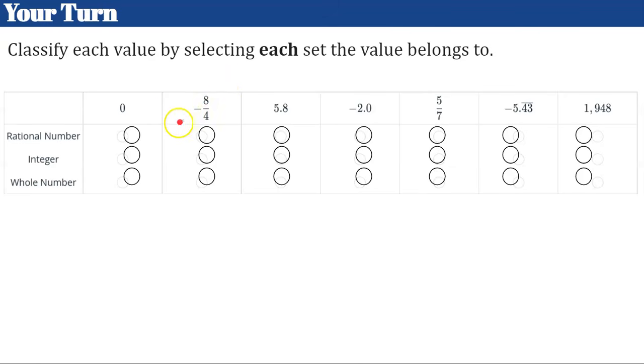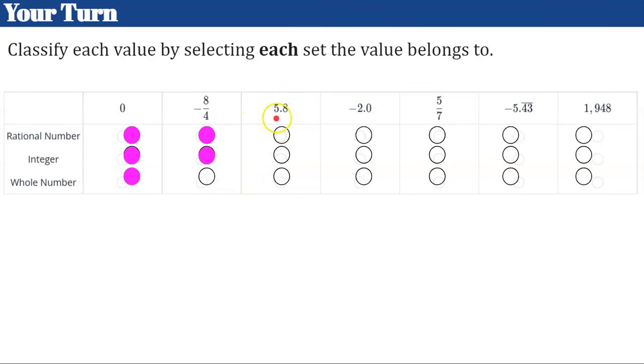Welcome back. Let's see how you did. So first, we're going to go over 0. 0 is a whole number. It's our first anchor to our counting numbers. It is also an integer, and it is also rational. Then we have -8/4. So that's -8 divided by 4, which simplifies to -2. -2 is an integer, a rational number, but it is not whole because it's negative. Remember, whole numbers cannot be negative.